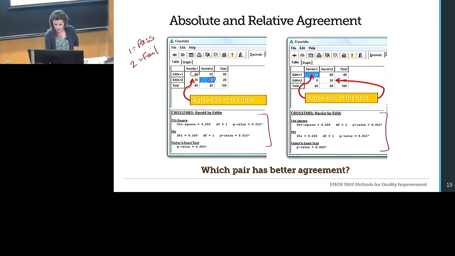Then I could have this comparison for Edith and Harriet. And for the pass items, they agree on the pass ones, 20% and 20%. And then on the items that are pass, what does Edith say? So Harriet says, okay, these are pass. Edith says, nope, nothing fails. Edith passed everything. Do you see that? Edith's like, everything's a pass.